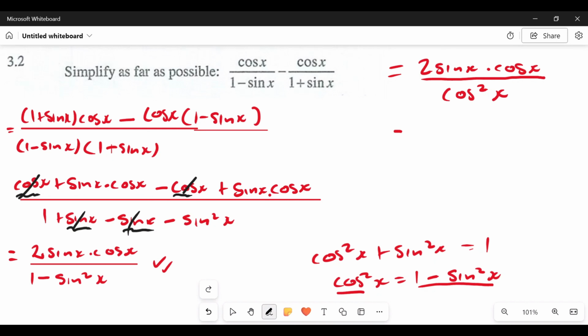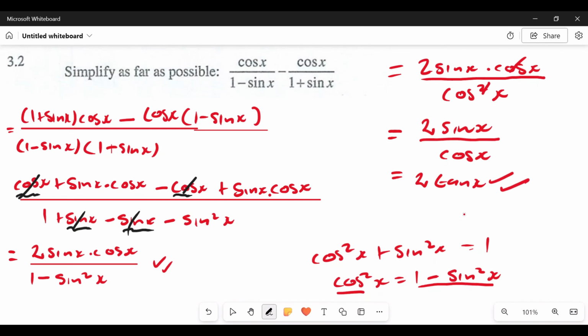Now that we have the following, we can start dividing. We know that we have 2 sine x. Since this is cos squared, it is multiplying itself twice. One of the cos is going to divide with the cos on the numerator, and then you're going to be left with only cos x. And the answer here is going to be 2 tan x, because sine over cos gives you tan.